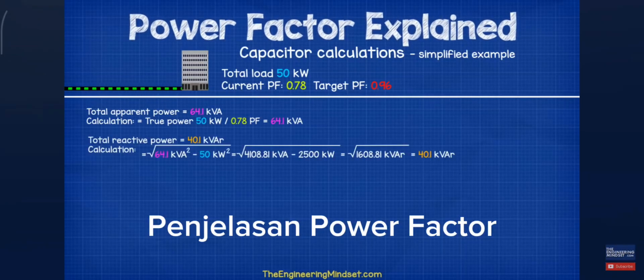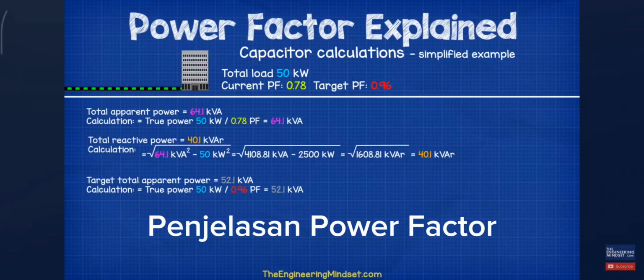It also has a reactive power of 40.1 kVAr. We find that by taking the square root of the kVA squared minus the kilowatt squared. So take the square root of 64.1 squared minus 50 kilowatt squared. Then we calculate what the value should be if we had a power factor of 0.96. So our apparent power should be 52.1 kVA. We find that from 50 kilowatts divided by 0.96 power factor.